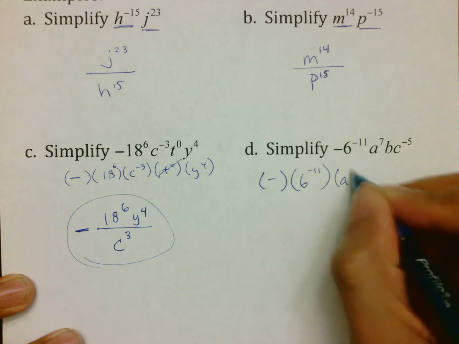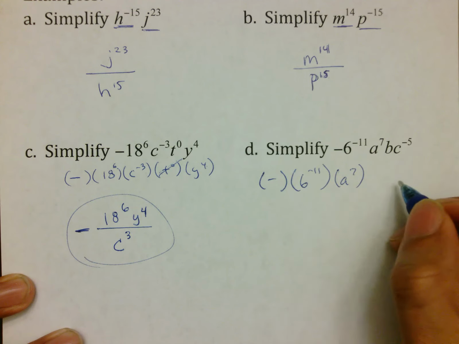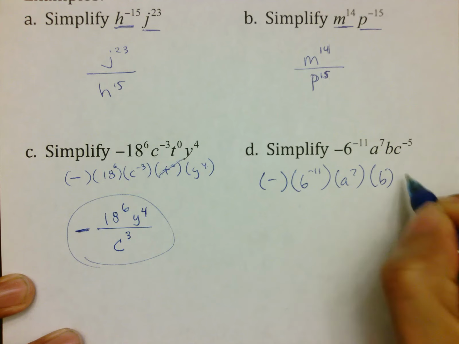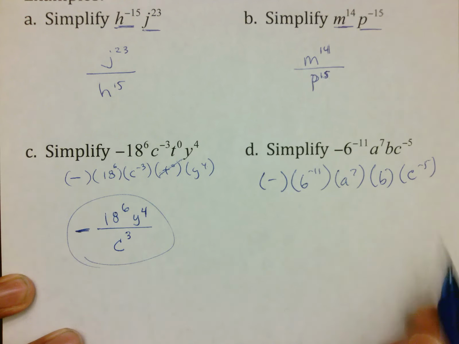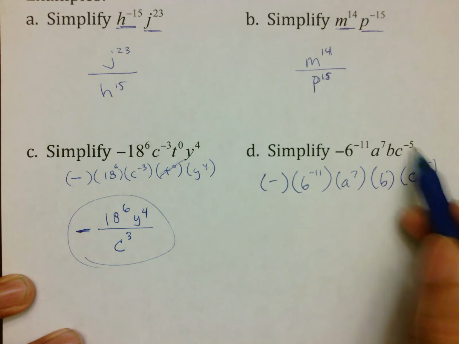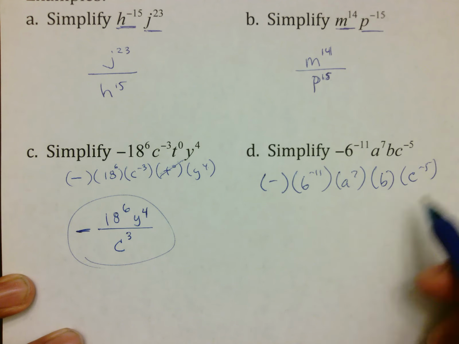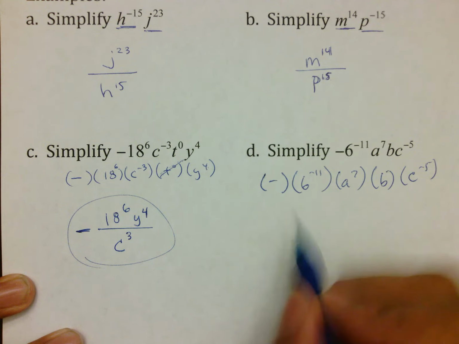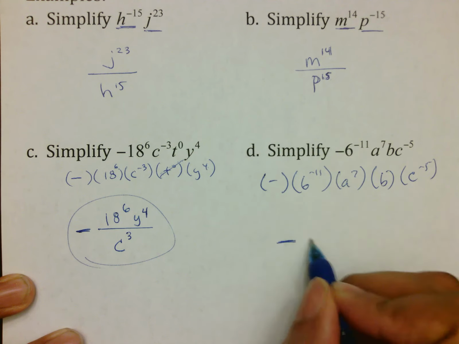We have an a to the 7th, and here's where you have to be careful. Those two letters are not together. That is just a b, and that is a c to the negative 5th. Whenever you see this, b is b to the first power, because remember we don't write the first power, but that's what we're looking at. And again, this negative here in front just means that they're going to have a negative fraction.